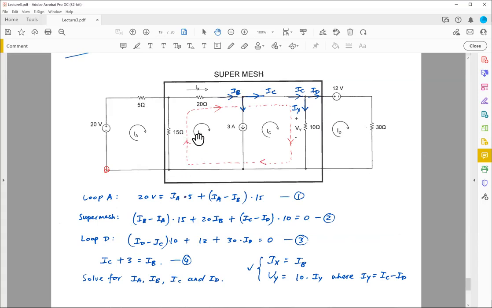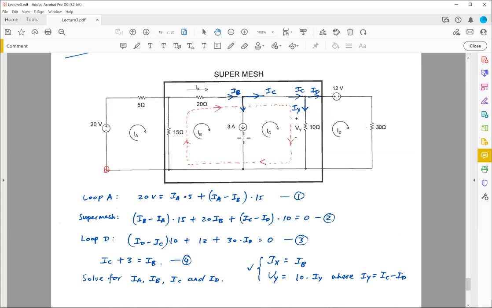So if I start from here, I can do IB minus IA times 15, no problem. This one is easy. IB times 20, no problem. But by the time I go to this point, I go through this current source, right? And I need to find the corresponding voltage drop across this current source. I'm going to have problem there, right?